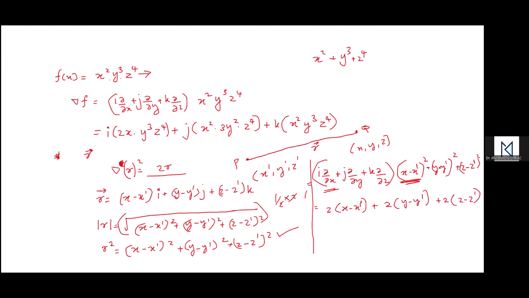Now, you can take 2 as common. Then x minus x prime into i plus j into y minus y prime plus k into z minus z prime. This is our value of R. So the answer is 2R. So del of R square is equal to 2R.